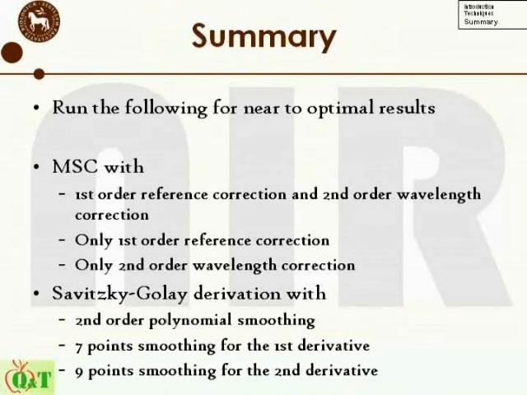We can sum it all up by stating as follows: if you have a set of NIR spectra you would like to use for regression or classification, running them through the following pre-processing methods should result in a near to optimal model in the end. MSC with the following settings: first order reference correction and second order wavelength correction; only first order reference correction, commonly known as basic MSC; only second order wavelength correction, commonly known as D-trend.